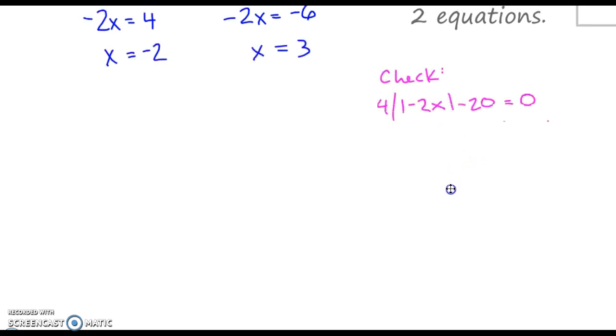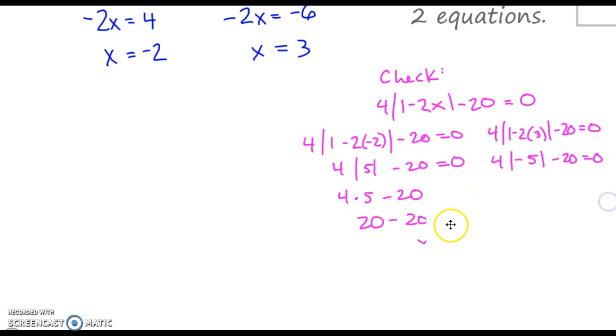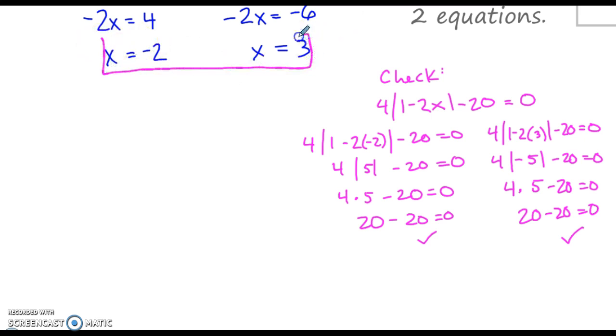And as you can see, when we plug those both in here, we get 20 minus 20 in both cases, and then indeed it does equal 0. So both of our answers do work. So our two solutions here are x equals negative 2 and x equals 3.